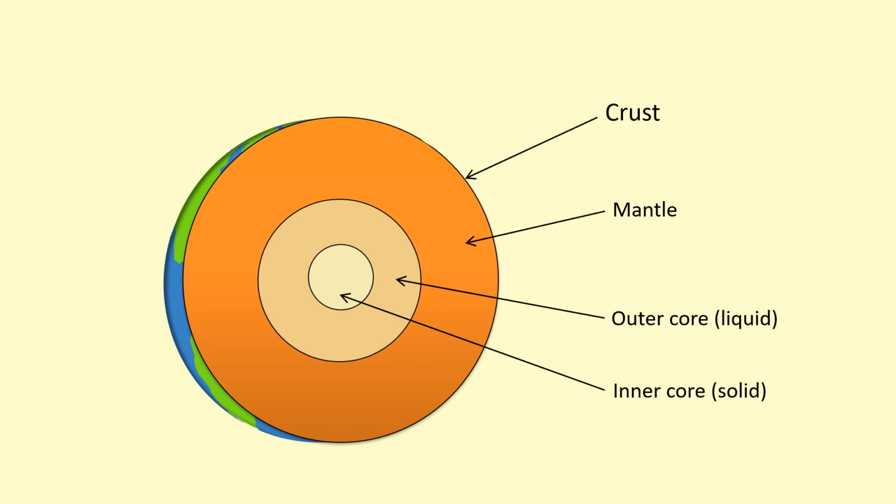If we take the Earth and slice it open, we find that it's made out of a bunch of layers. We've got the crust on the very top, then we've got the mantle, and then we've got the outer core, which is liquid, and then we've got the inner core that's solid. But how do we know this?